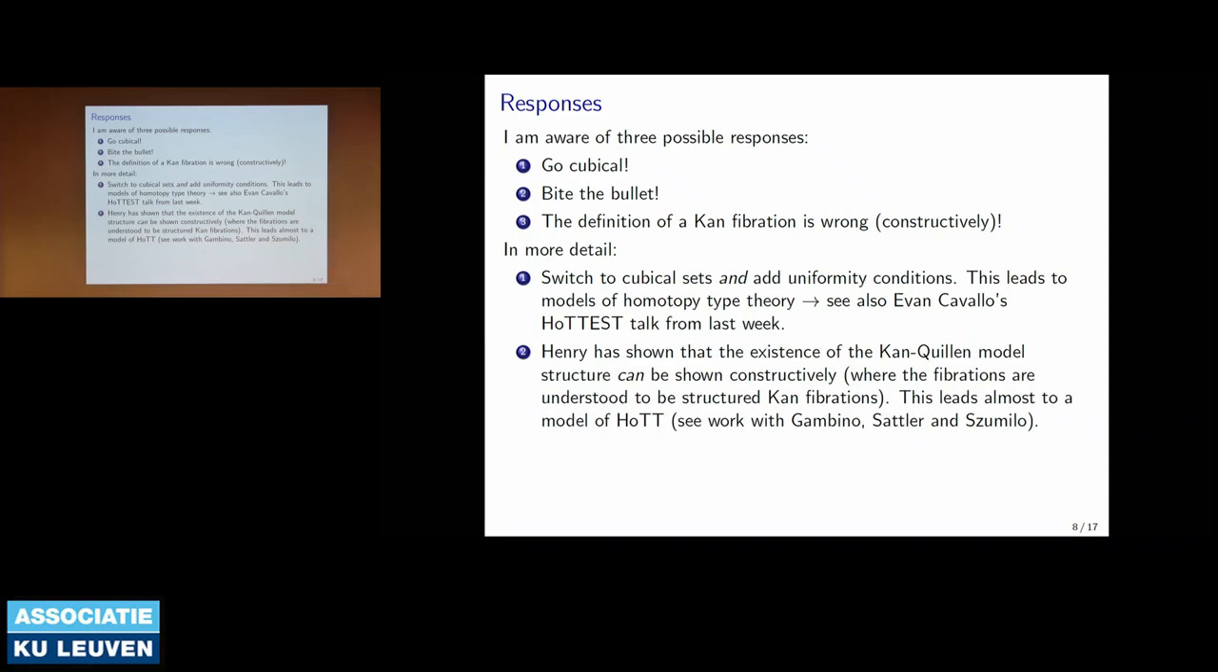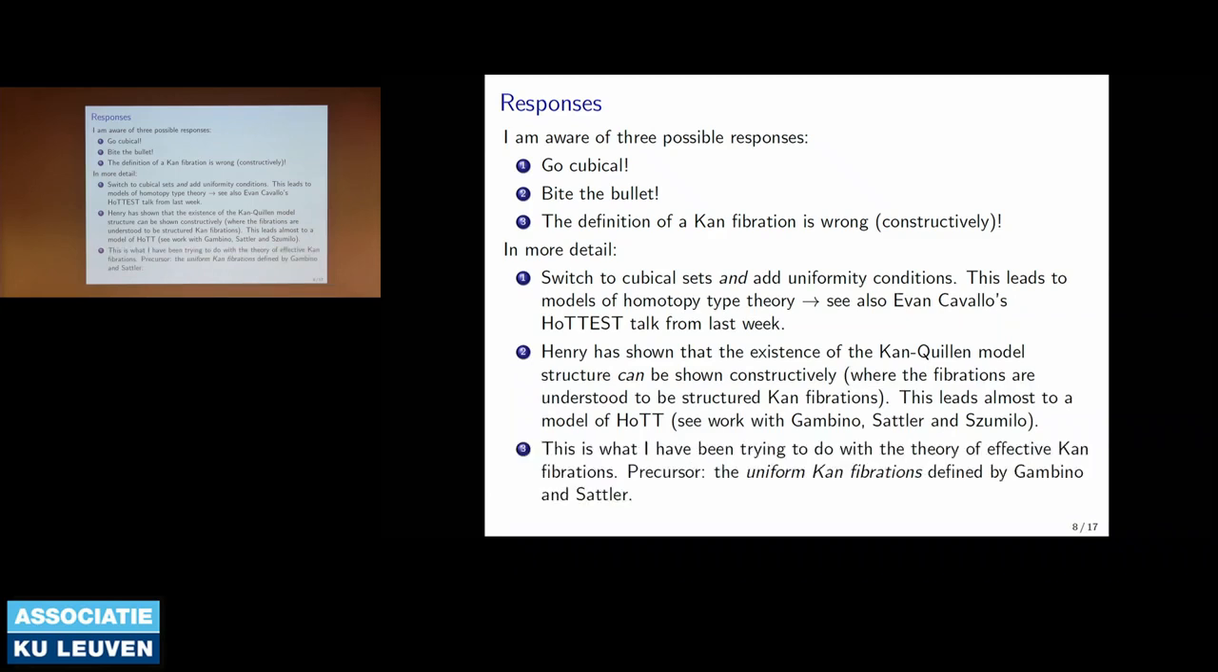Then the other possibility is just to accept that this obstruction exists and continue. Somewhat surprisingly, Simon Henry has managed to show that using this notion of structured Kan fibrations, you can still show that there exists a Kan-Quillen model structure. Of course, this doesn't lead to a model of type theory. There are some issues to which extent you can still claim to have a model of type theory, and you can get quite far, although I would say you don't really get a model of type theory, not with the usual rules for these function types. And there are also some coherence issues for which no solution is known.